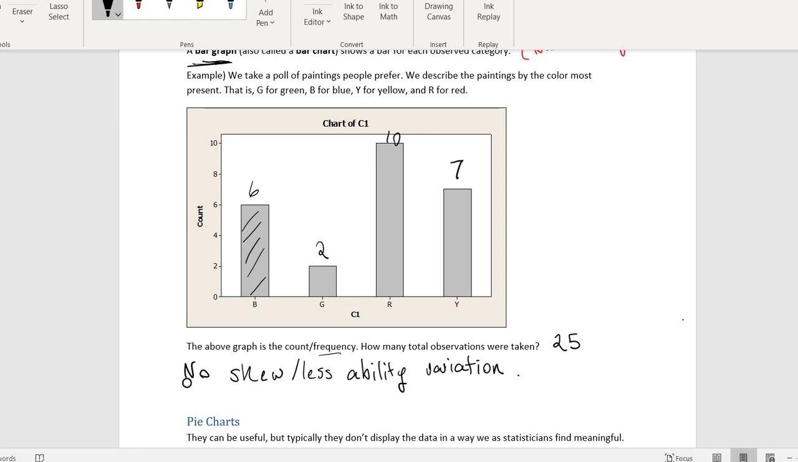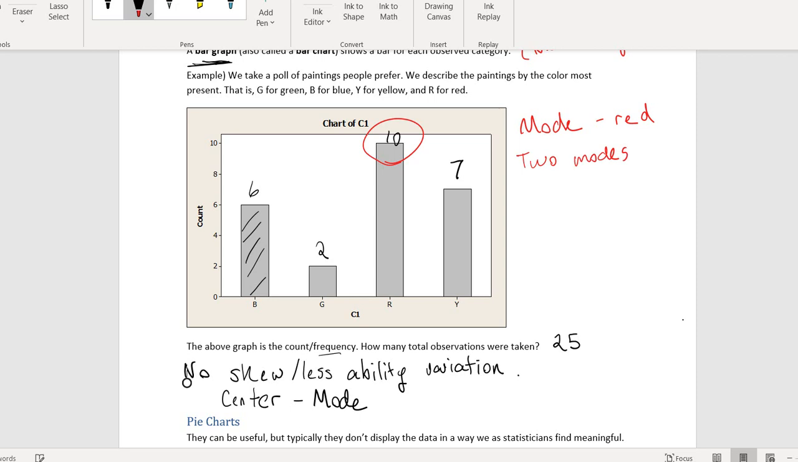All right, one more thing is that we can still talk about the center or the highest value, and that is called the mode. So this observation here would be the mode, which would be red. Now a bar chart can have 2 modes, but they have to be exactly the same count.